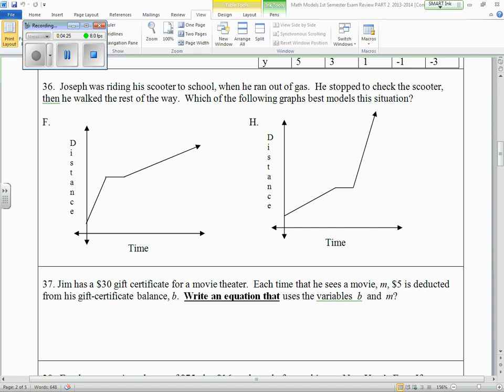So his riding on the scooter speed, we're going to assume, is faster than walking. So that means he's going to cover more distance. This kind of represents his speed. So his speed is fast, and then he has no distance covered, so his speed is down to 0. And then his speed is slower, but he's still covering more distance. So F, okay, he covers a lot of distance quickly because he's going fast while he's on his scooter. Then he runs out of gas, and then he walks.